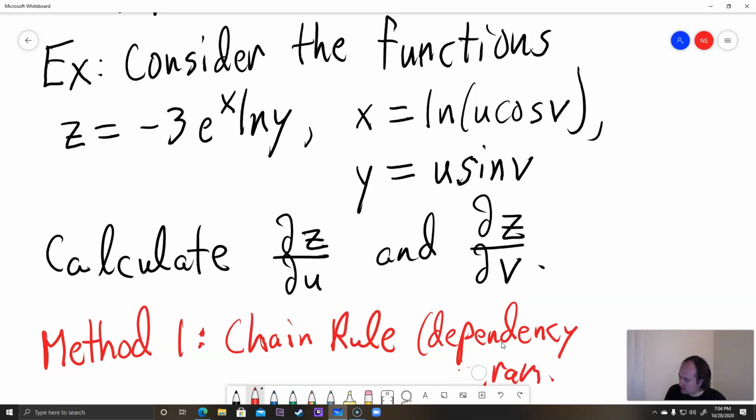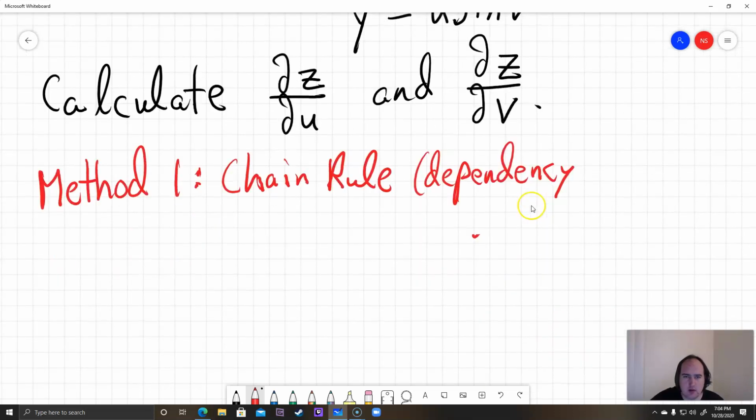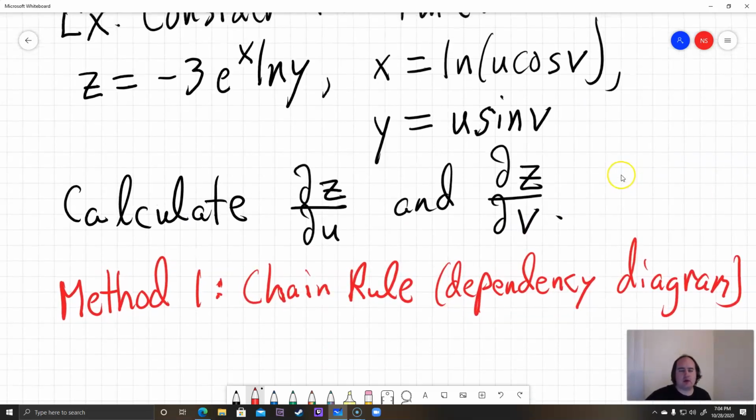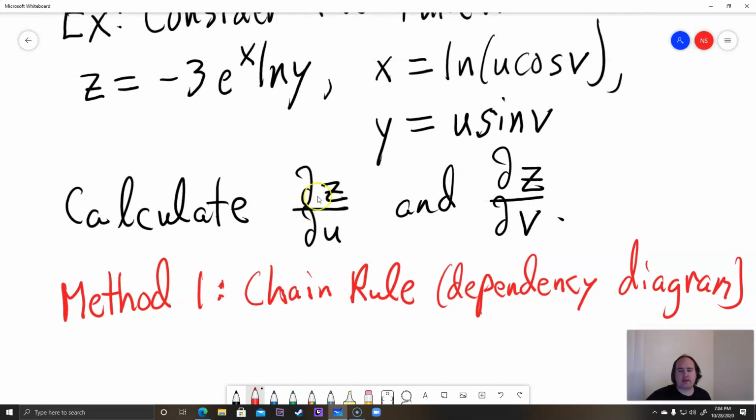Sorry, I'm having trouble with my pen right now. Maybe I'm writing too small. Yeah, let me scroll down here. So we're going to be doing the chain rule using a dependency diagram, just like the other videos that I made. And so let's do a dependency diagram for partial z partial u.